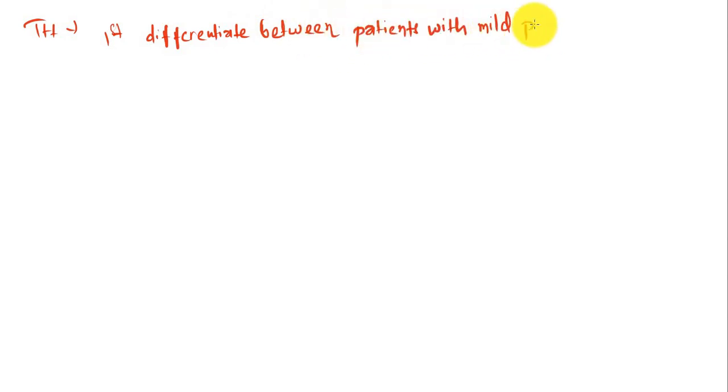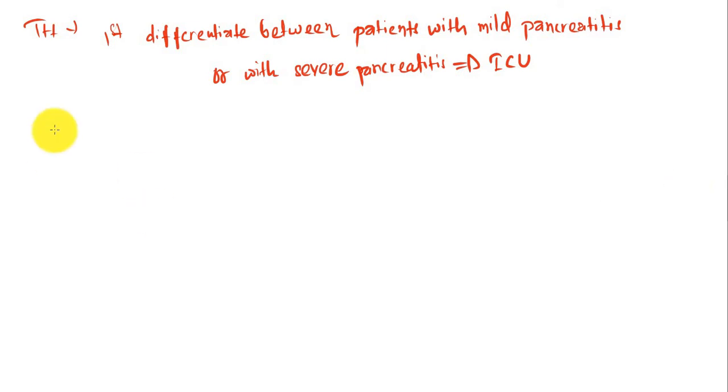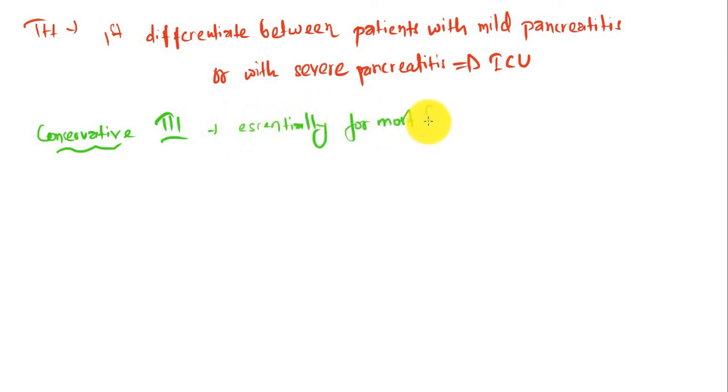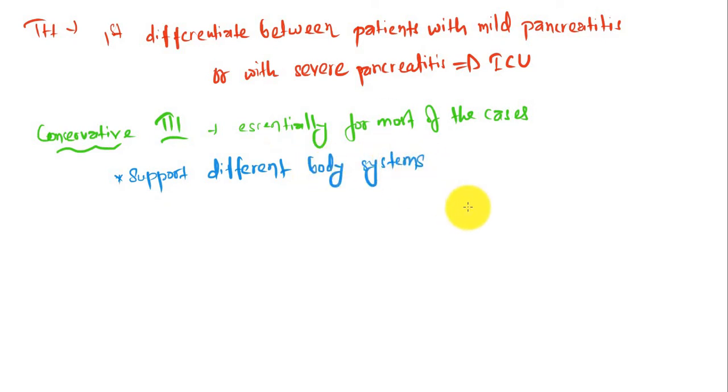So moving on to treatment, first we need to differentiate between the mild case of acute pancreatitis and the severe case, because a severe case is treated in ICU with proper care. Essentially the treatment is conservative in most of the cases. The aim is to support different body systems. There is multiple organ failure, so you're going to support different body systems.